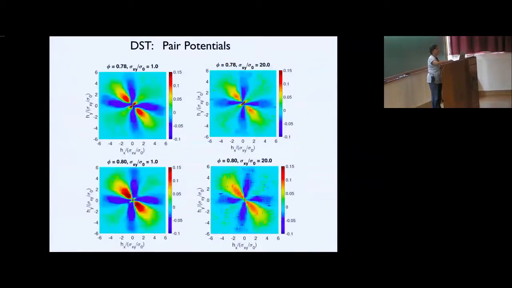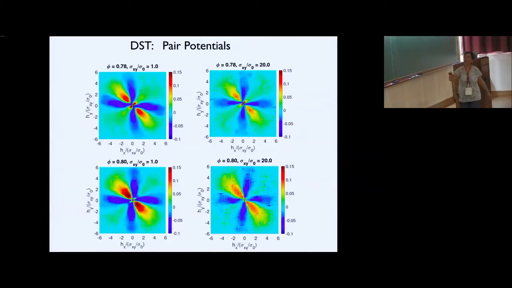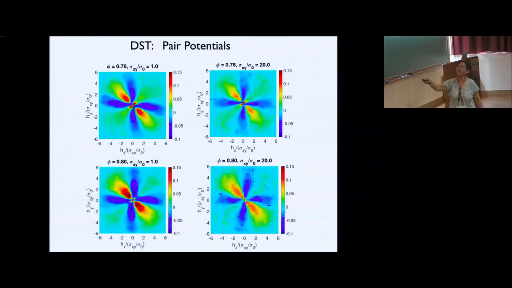So these are the pair potentials, and what you see is it's extremely anisotropic, and they are attractive in the blue regions, repulsive in the red regions. So funny potentials. Very funny potentials. But with this, we can just do the following.